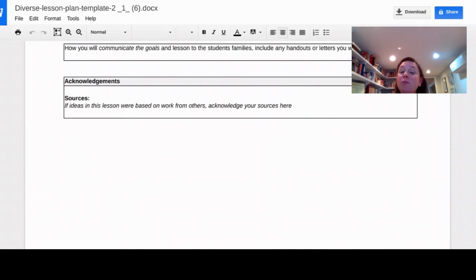And so these lessons should all be unique. You should not be copying this lesson from anywhere. If you use anything in the lesson that comes from another source, it needs to be acknowledged here. But please know, this lesson cannot be something you've used in your classroom before. This is not a lesson that you found off the internet. This has to be completely unique.